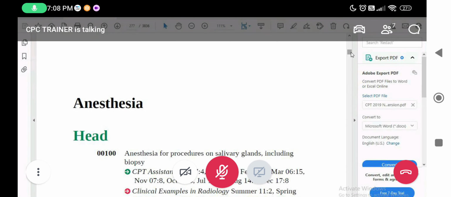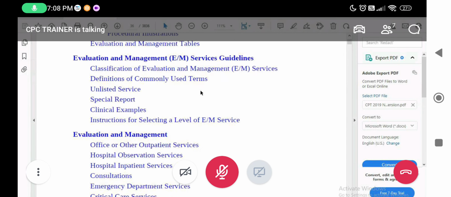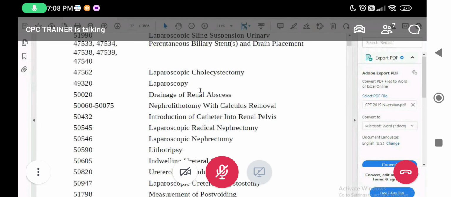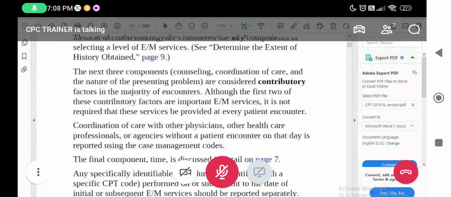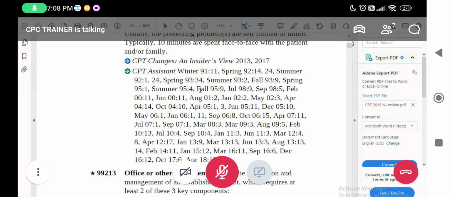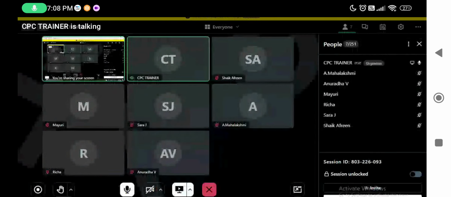For example, I will show you. Everyone, see the screen. If this is the CPT book, you have to scroll down. The first topic in your CPT book comes under the 99 series, the 99 codes, like 9921. What are these 99 codes? They are for E&M. So the 99 series codes are E&M codes. This is one topic.